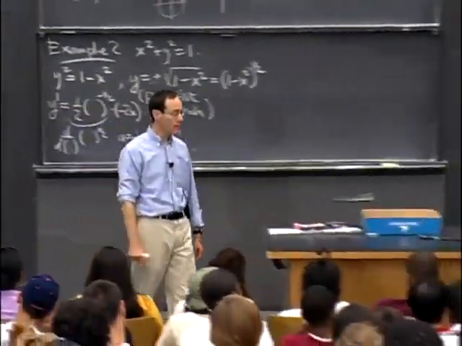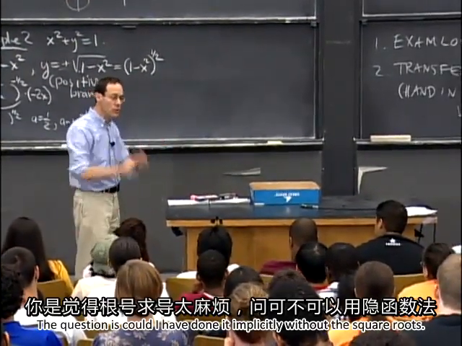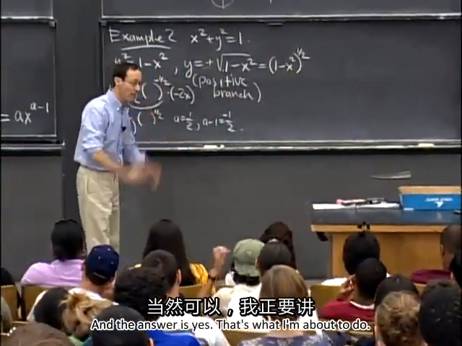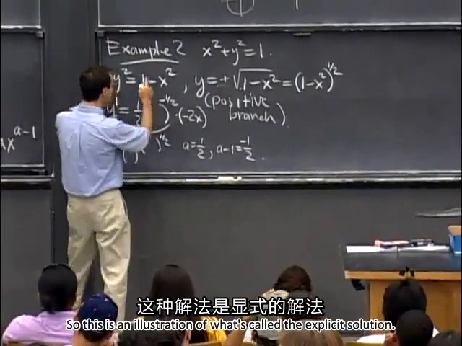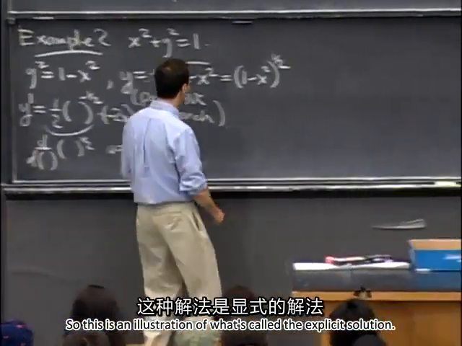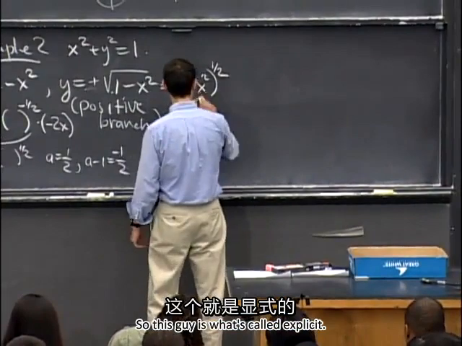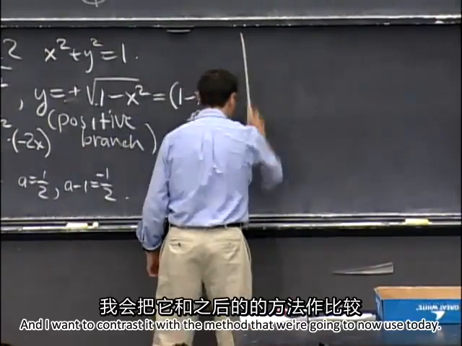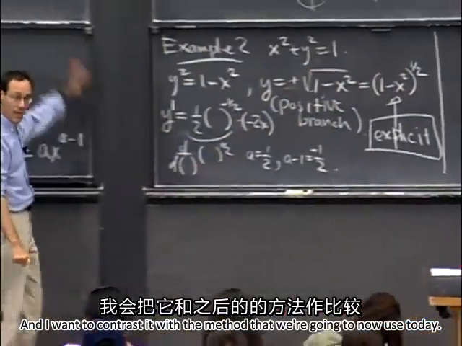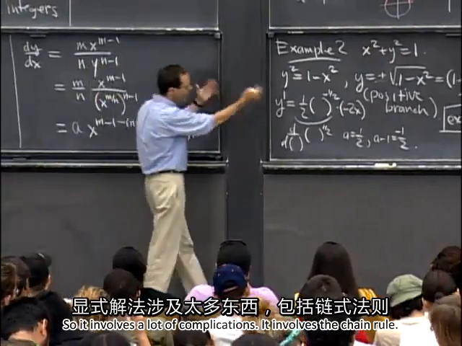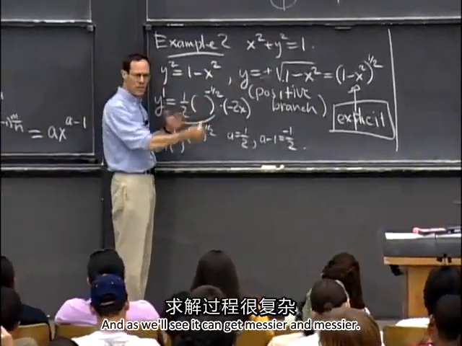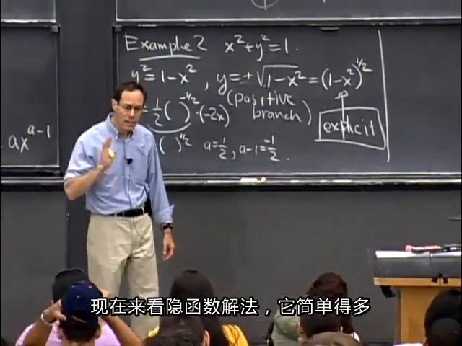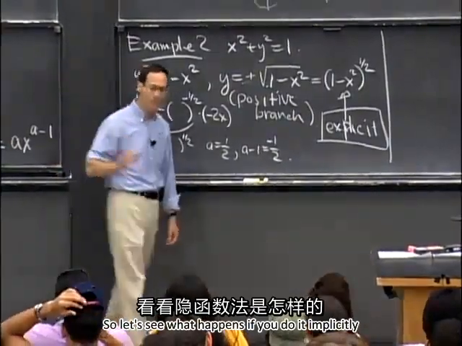Yes? Could you have done it implicitly without the square roots? And the answer is yes, that's what I'm about to do. Okay? So this is an illustration of what's called the explicit solution. So this guy is what's called explicit. And I want to contrast it with the method that we're going to now use today. So it involves a lot of complications. It involves the chain rule, and as we'll see, it can get messier and messier. And then there's the implicit method, which I claim is easier. All right? So let's see what happens if you do it implicitly.